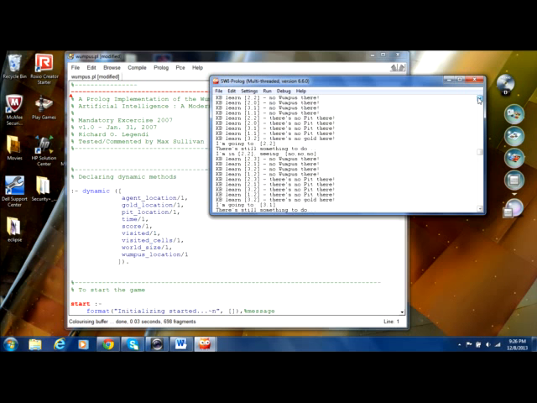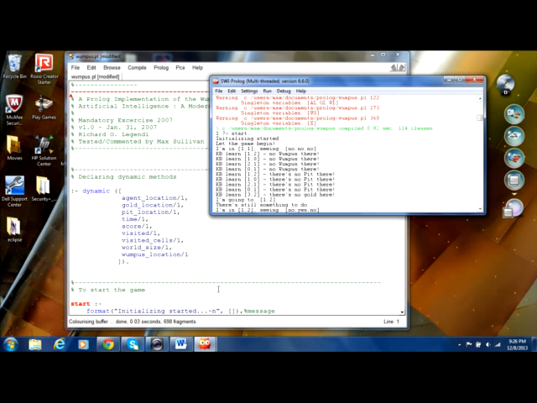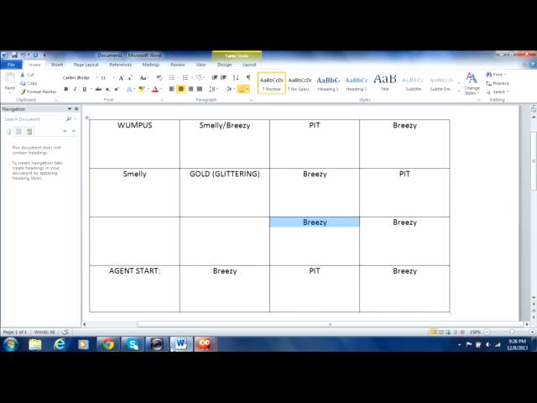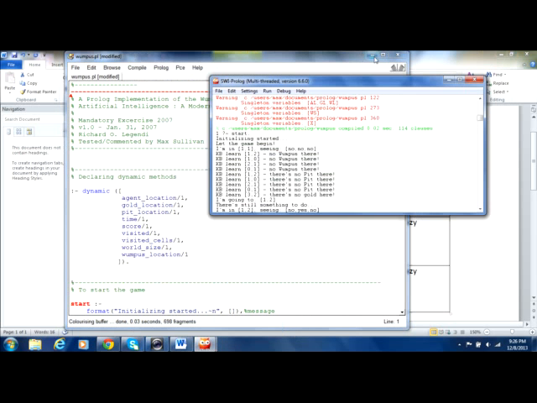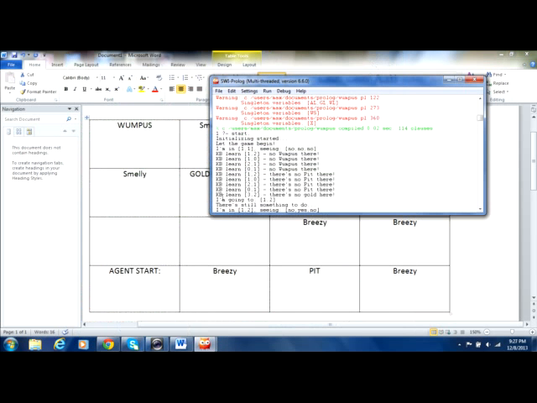We'll get to come back up to the start and walk through our Word document graph that we built up. So the first thing is that we understand we're starting in 1-1. We don't have any percepts here, so we go ahead and assume that everything around us is not a pit or anything like that. After our first move, you can see we've moved to 1-2.